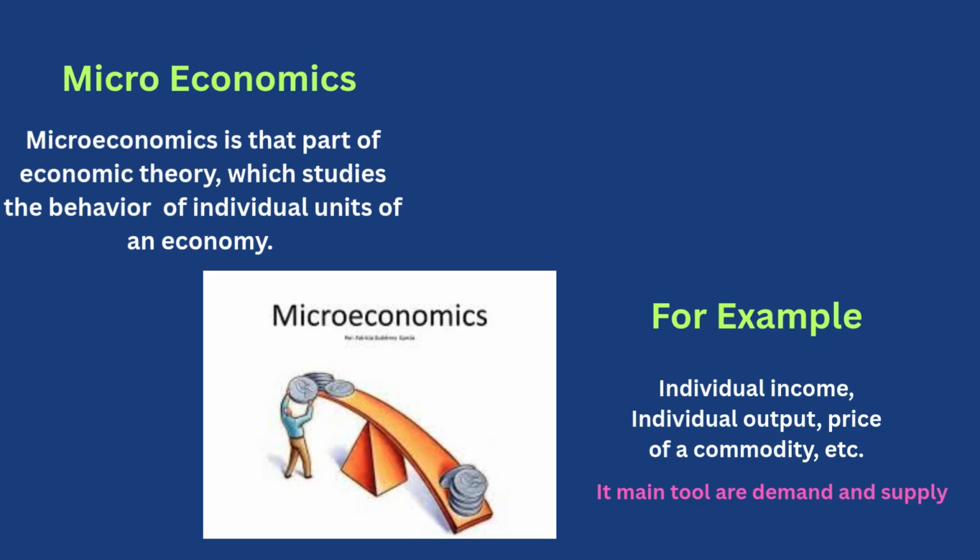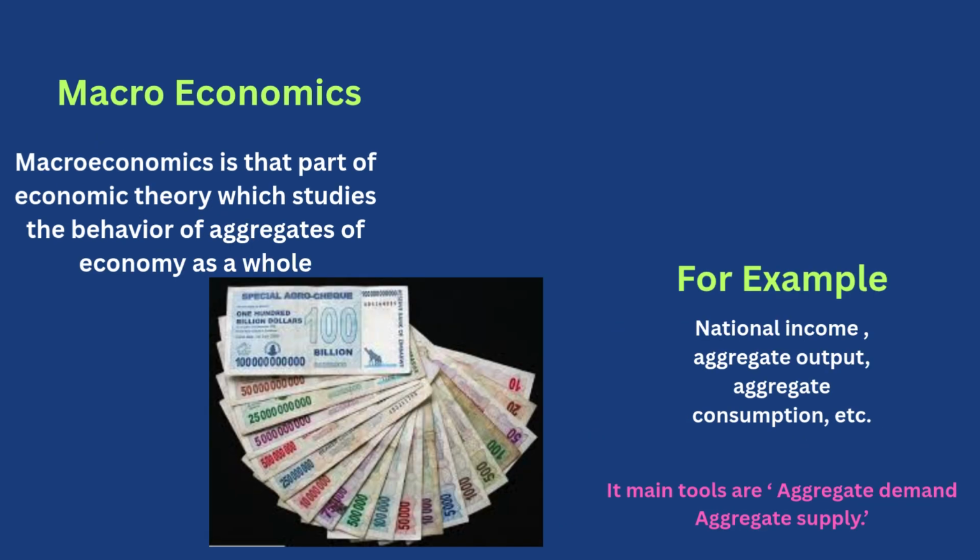Okay, when it comes to macroeconomics, it is that part of economic theory which studies the behavior of aggregates of the economy as a whole. For example, national income, aggregate output, aggregate consumption. So we are studying the national economy overall, how much production happened this year in this country. That is called macroeconomics. The main tools are aggregate demand and aggregate supply, the total demand of the country and the total supply of the country.